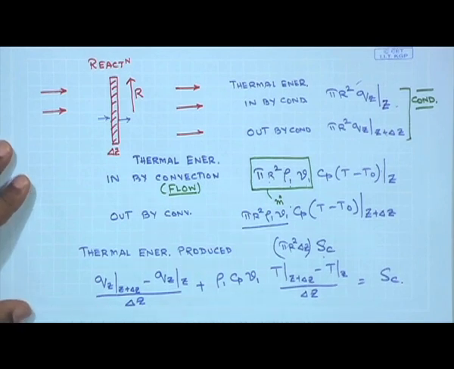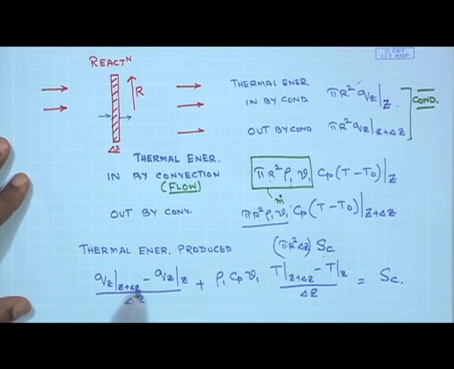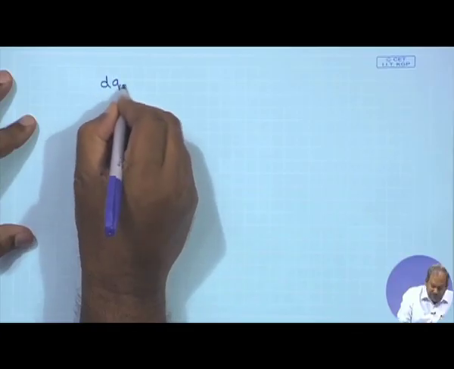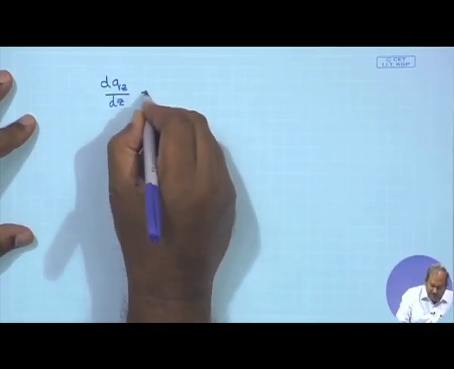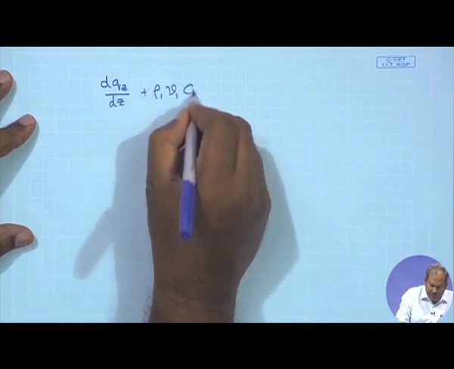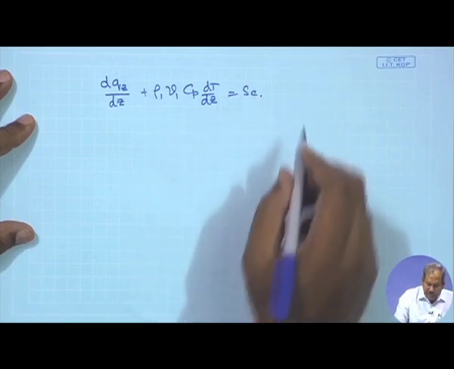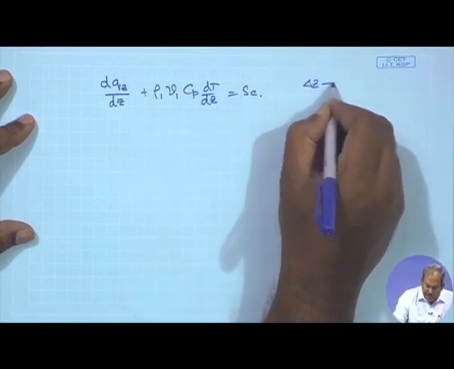So, this is the difference equation that describes the net flow of heat by conduction, the net flow of heat by convection, and the heat generation term. So, you take the limit as delta Z tends to 0, and what you get out of this equation is simply the governing equation, which is dqz by dz plus rho 1 V1 Cp dT by dz is equal to Sc. Now, this is when delta z tends to 0.